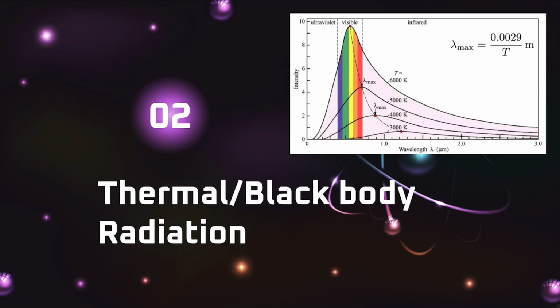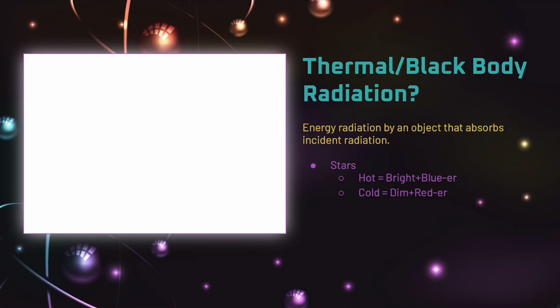Now let's get into the specifics of thermal or blackbody radiation. Essentially, it's the light emitted by an object that absorbs incident radiation, with a perfect blackbody being something that absorbs all incident radiation, which of course doesn't exist, but there are some things that are very close to it. For example, stars are a very good blackbody.